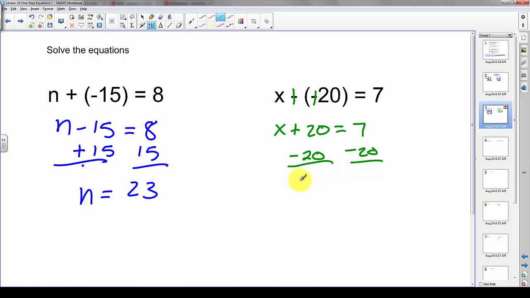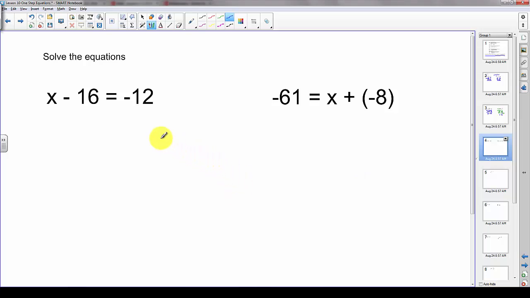So you'll notice now I have x equals 7 minus 20. Again, subtraction we can think of as adding the opposite. So I add the opposite of 20, and I end up with negative 13. Because 20 carries the negative sign, I keep the negative and subtract the two numbers, 20 minus 7.